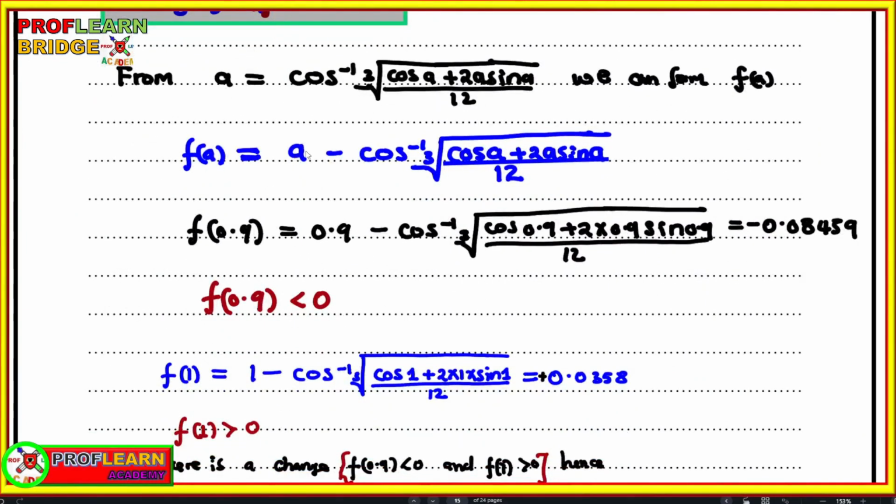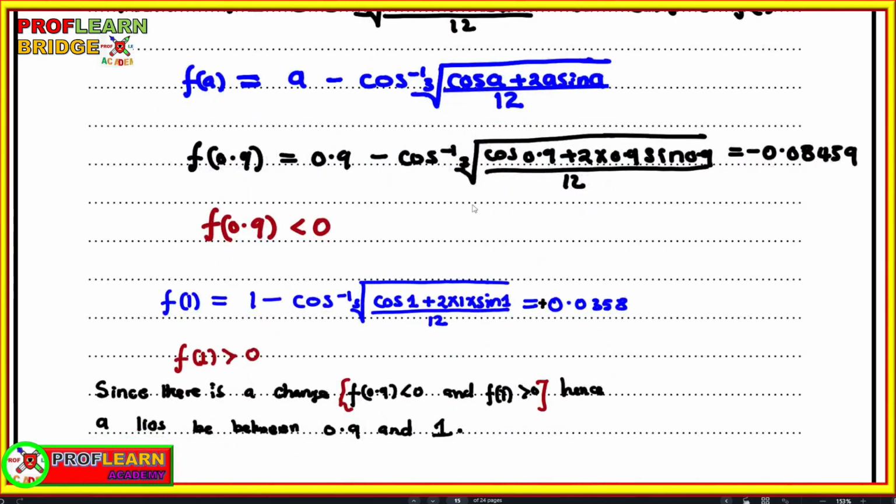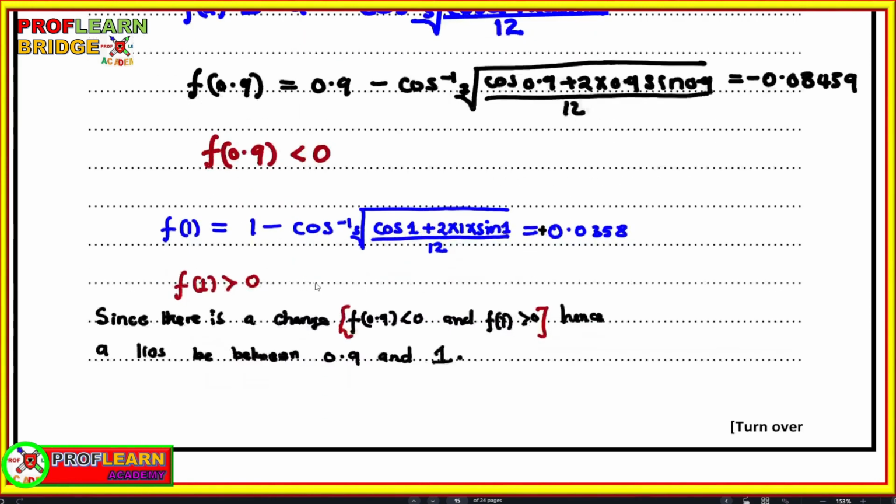So f of a equals a minus cos inverse cube root of (cos a plus 2a sine a) over 12. And then we are going to substitute now 0.9 and 1 into the function f of a, so that we can see if there's a sign change. So if I substitute 0.9, I'm getting -0.08459, which means f of 0.9 is less than 0. And if I put 1 into f of a, I'm going to get positive 0.0358, which means f of 1 is greater than 0.